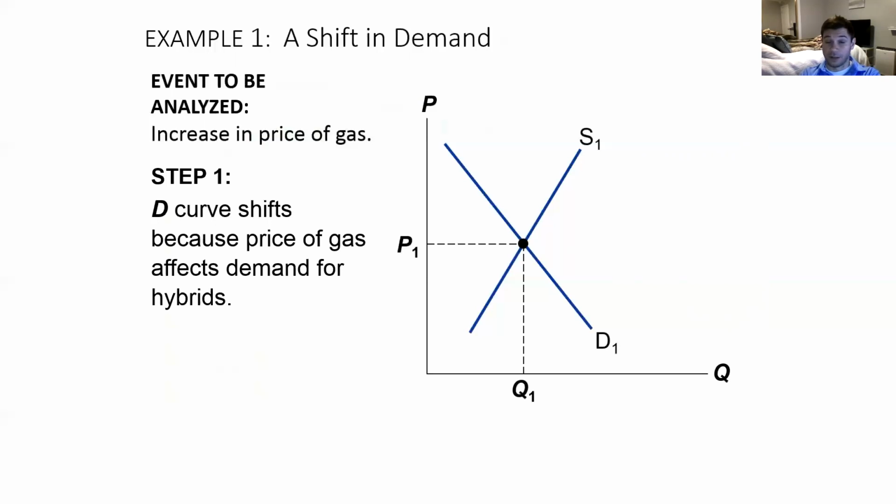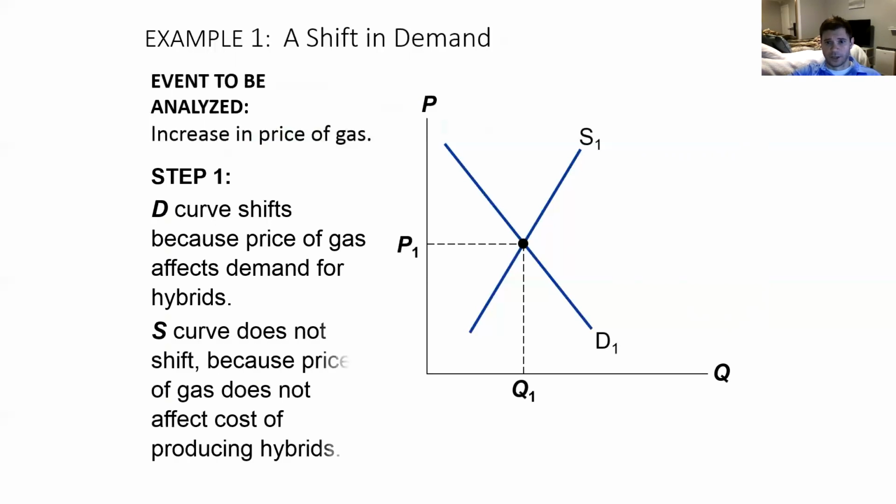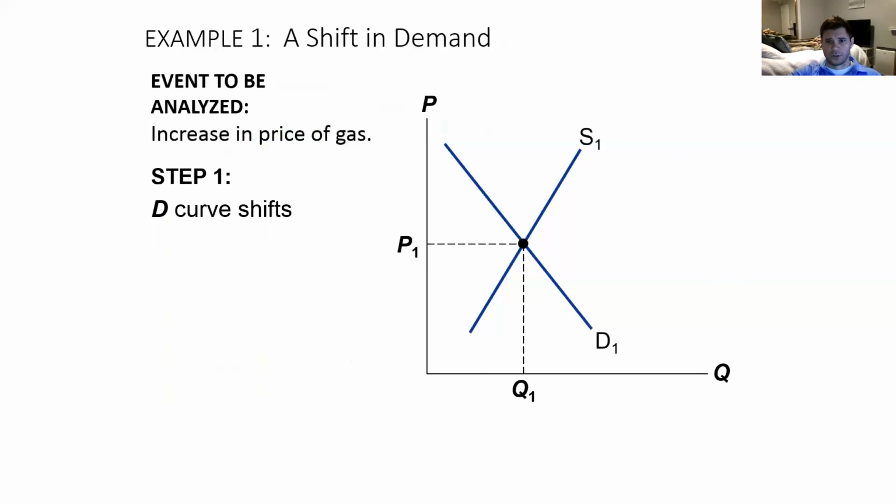Now, that's probably not a great assumption. It's really hard to produce anything without gas, but let's assume that's the case for now so we can focus just isolating the effects of this demand curve shift. Okay, so supply curve here is not shifting. Here we're going to get a shift in the demand curve. So step one, we've done well here.